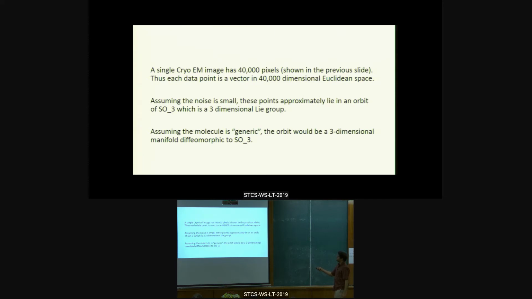So you have this orbit of SO3, which is a three-dimensional Lie group, on a very high-dimensional space. And assuming the molecule is generic, we believe that the orbit would be a set that is diffeomorphic to SO3, and it would not have other special structures. For example, if you have a molecule that has icosahedral symmetries, then you can rotate it by some small amount and you will get exactly the same molecule. This actually happens for the cases of viruses. But we are talking about the generic case.